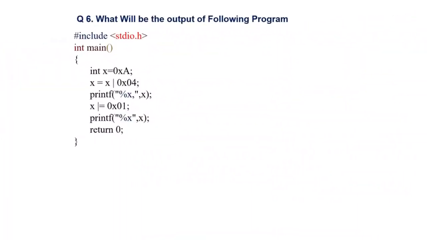So this is our next question. What will be the output of the following program? And these are the options from where you have to select one correct answer. So here in this program, you can see that this is the same program I have just explained to you. The only difference between the last program and this program is the format specifier which I have used.